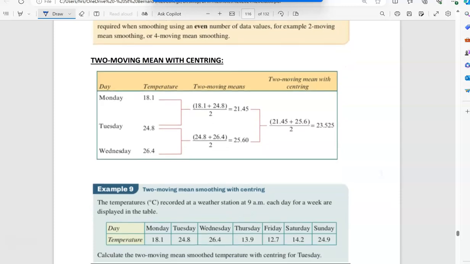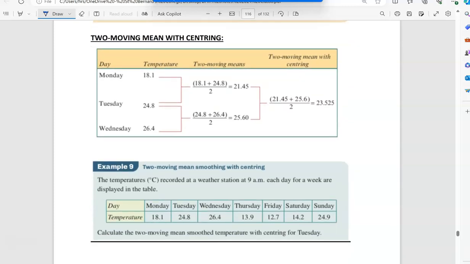But let's have a look. With two mean, we come up to smooth the data. Say we've got Monday, Tuesday, and Wednesday. When we're doing two mean, you take the first two numbers, add them together and divide by 2. So there's the mean of the first two numbers. Then you get the next set of 2. You take Tuesday and Wednesday, add them together and get the mean of those two.